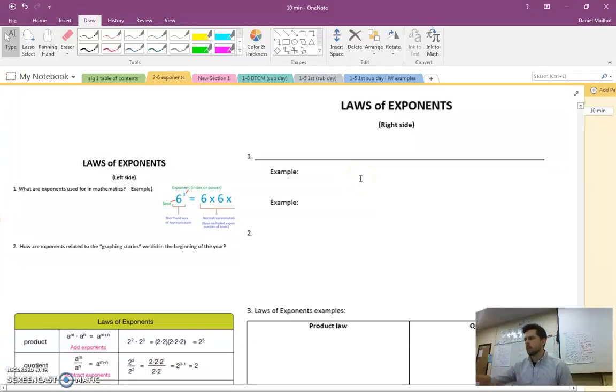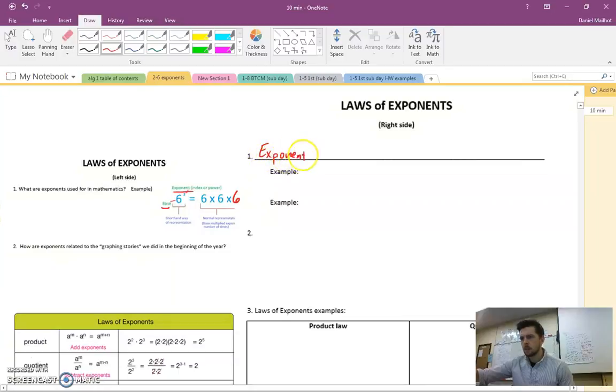So, question 1. What are exponents used for in mathematics? And here's an example. You got your base, you got your exponent, right? 6 times 6 times 6. I think it got cut off there. Well, what are exponents used for in mathematics? Fill that out for number 1.